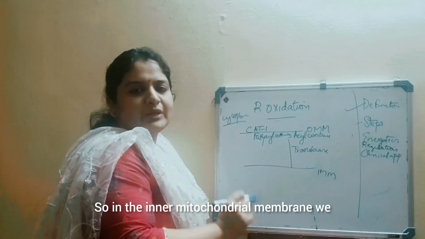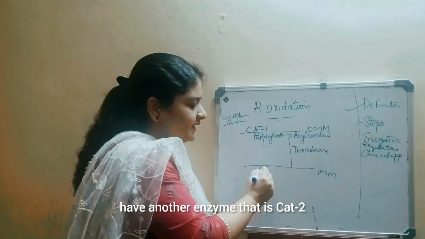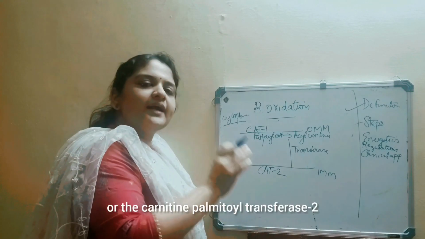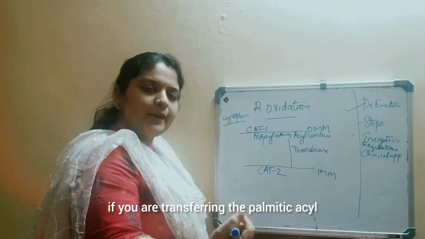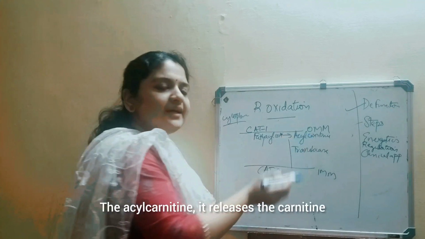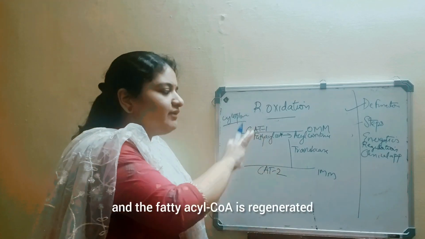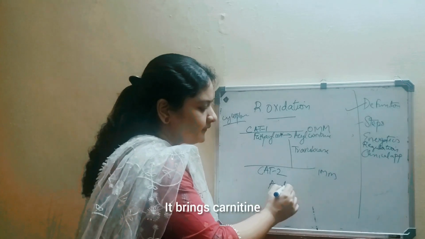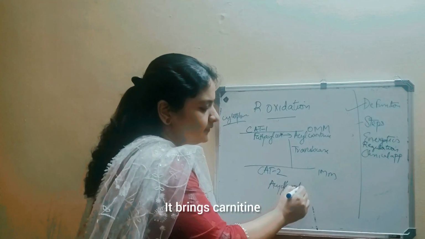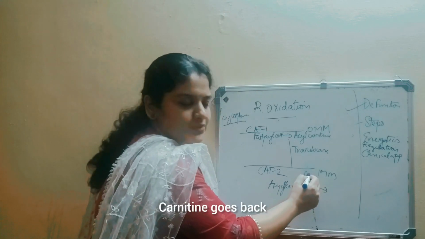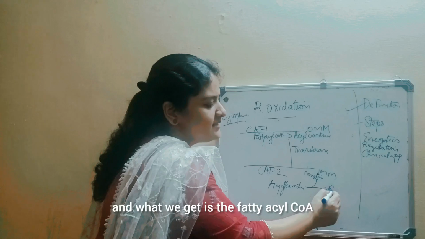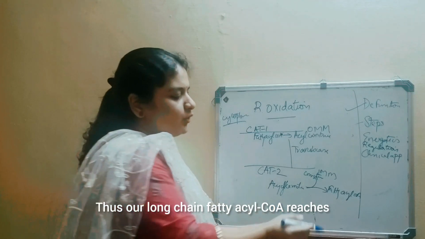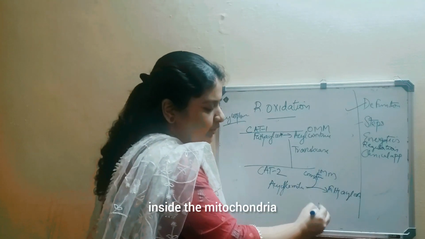In the inner mitochondrial membrane we have another enzyme, CAT2, that is carnitine acyl transferase 2, or carnitine palmitoyl transferase 2 if you are transferring palmitic acid. So what does it do? The acyl carnitine liberates carnitine. Carnitine goes back, and what we get is a fatty acyl CoA. Thus our long chain fatty acyl CoA reaches inside the mitochondria.